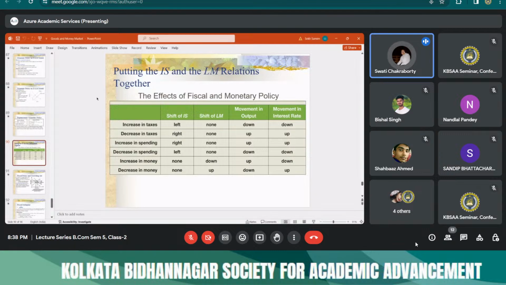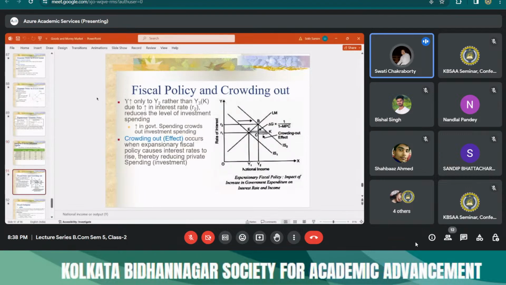Now, when the rate of interest goes up, can we return to slide number 91, please? Yes. So when the rate of interest starts going up, it goes up to R2. What does the rate of interest going up mean? The cost of borrowing goes up. Sorry, my mistake, the cost of borrowing goes up.